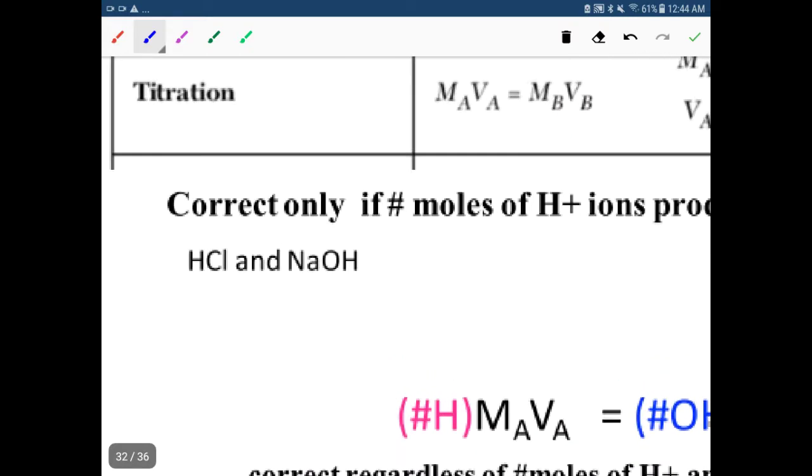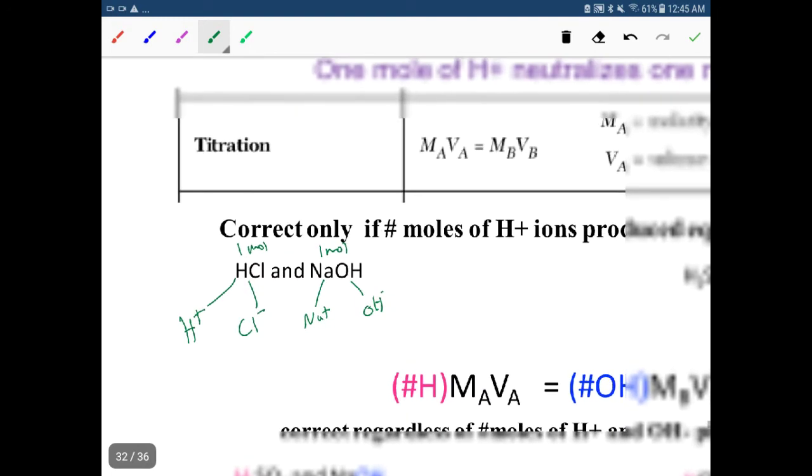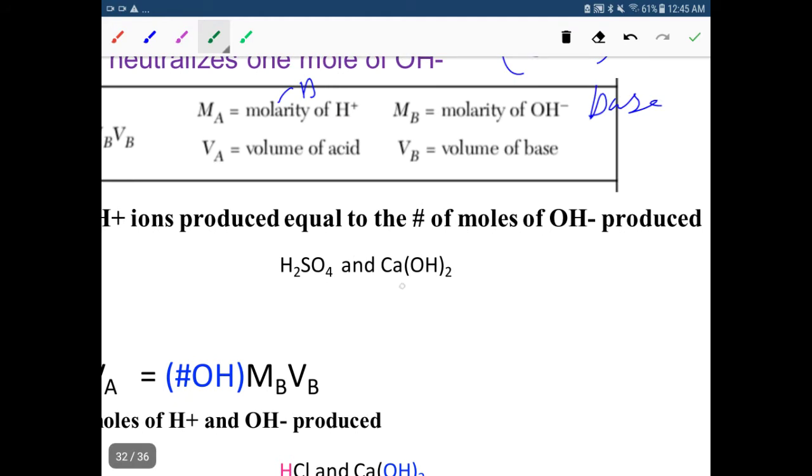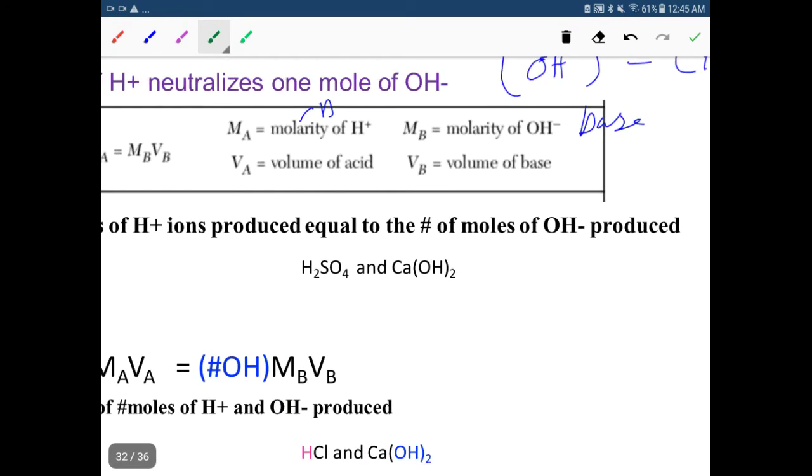So for example, if you have HCl and NaOH, when 1 mole of HCl is added to the solution, it will produce 1 mole of H+ and 1 mole of Cl-. And if 1 mole of NaOH is added to a solution, it is going to produce 1 mole of Na+ and 1 mole of OH-. So this formula will work if you have these acids and bases. Also, it will work if you have two H and OH in the formula.